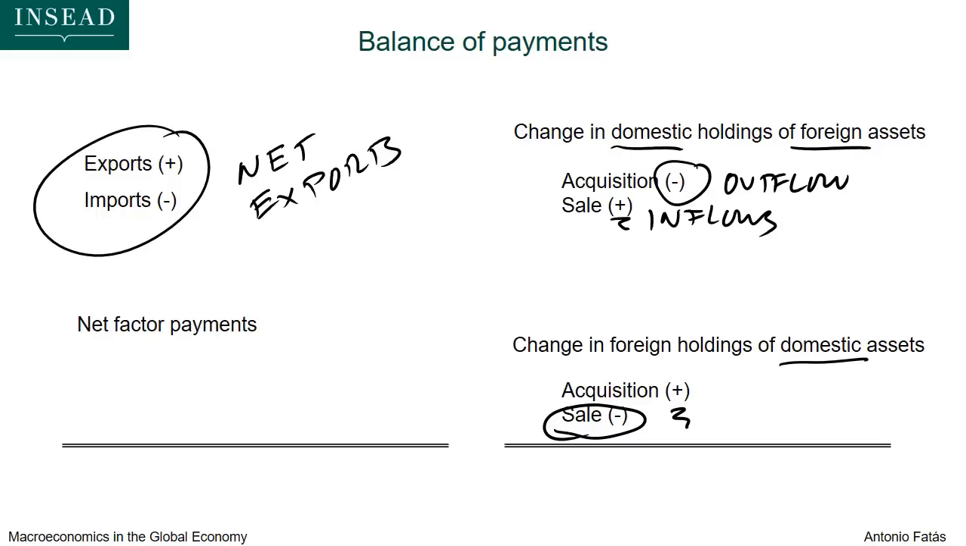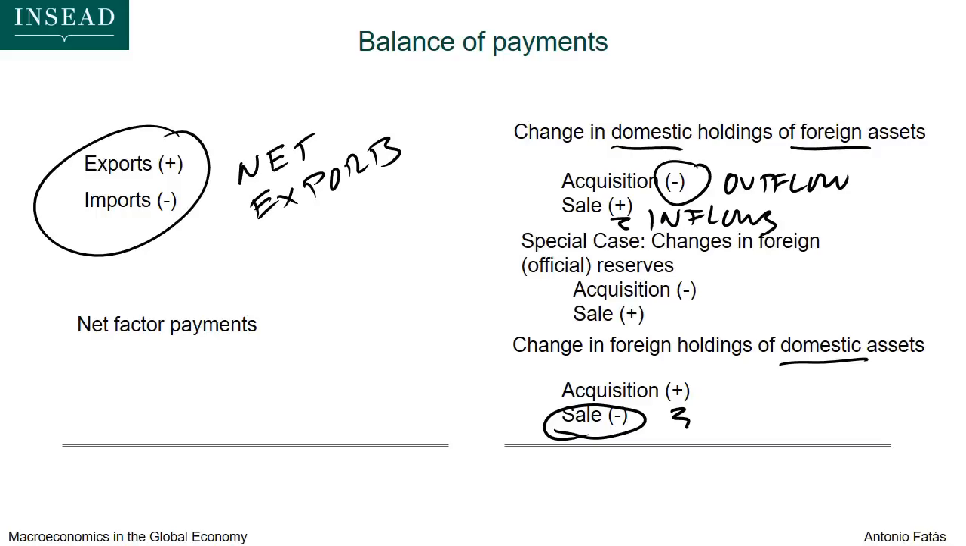Now typically in the balance of payments, there's going to be a special line that is going to correspond to acquisitions or sales of assets done by either the central bank or the government. This is what is called foreign reserves, sometimes called official reserves. Now, when the government or the central bank buys or sells securities, the logic is going to be the same as before. There's going to be either an inflow or an outflow of capital. An inflow of capital will be when our central bank sells foreign assets. An outflow of capital will be when our central bank buys foreign assets.